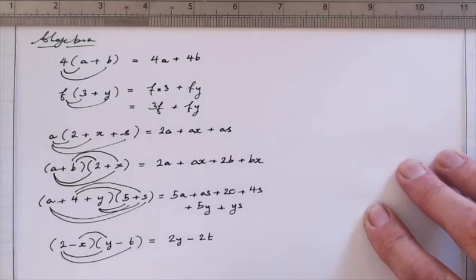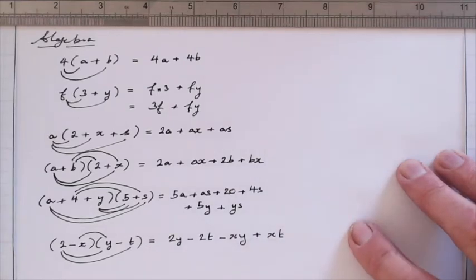This next term, again, you can either think of it as minus x times y, so negative x times y, or you can think of it as we're taking away the product xy. In either case, we will have take away xy. The final term, you need to think of this really as negative x times negative t, which, negative times negative is plus, and so you'll have plus xt.